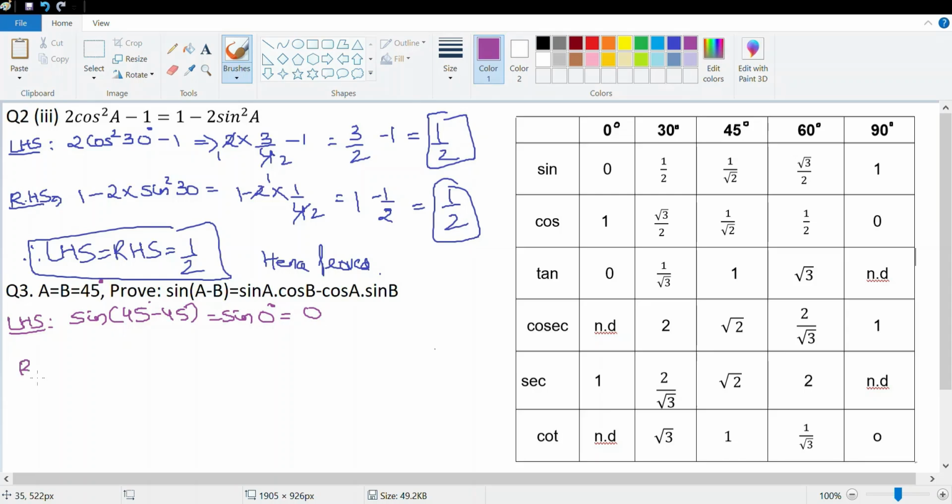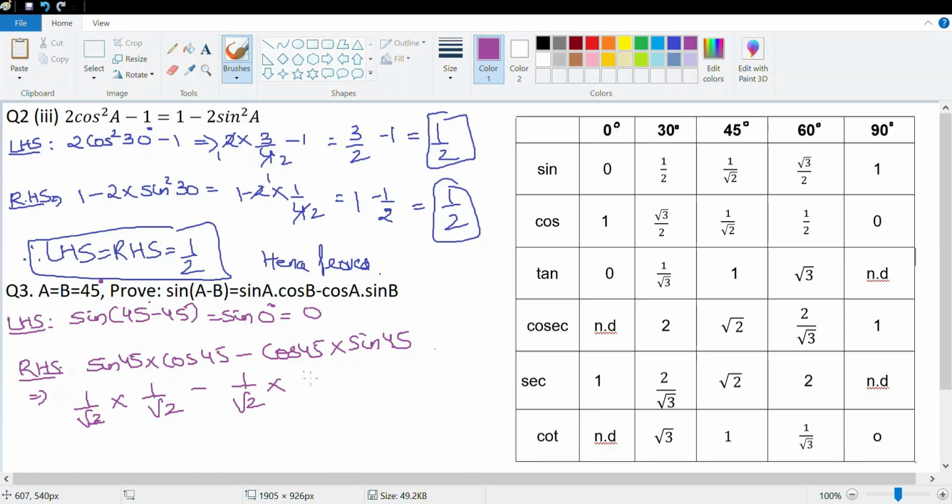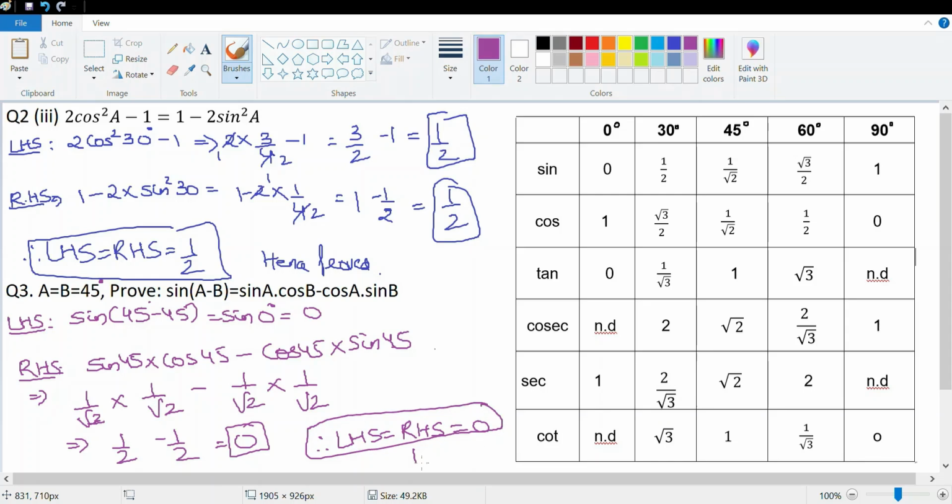Let's look at the right hand side. Right hand side is sine 45 multiplied with cos 45 minus cos 45 into sine 45. Now sine 45 is 1 upon root 2. Cos 45 is 1 upon root 2, minus cos 45 1 upon root 2, sine 45 1 upon root 2. So this is half minus half, which is equal to 0. So therefore LHS is equal to RHS is equal to 0. So hence proved. Done.